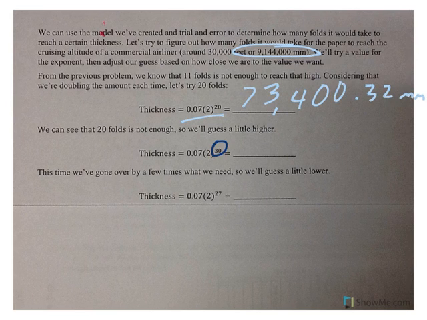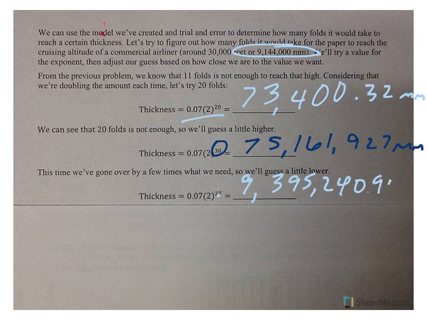So we go higher and we go 30. Well, that gives us 75,161,927 millimeters. Too high. So we go lower, guess 27, and you get 9,395,240.96 millimeters. And recall, it's doubling every time. So if you went to 26, basically you cut that in half, and that's going to be way too low. So it would take 27 folds of a piece of paper to get it to be 30,000 feet.